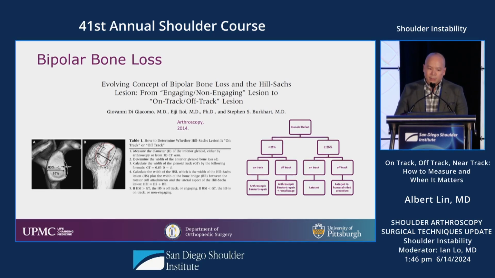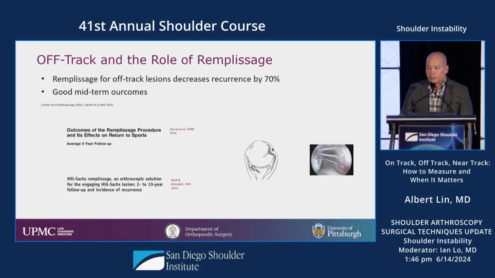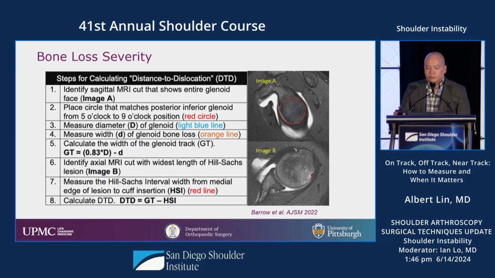In 2014 we understood this treatment algorithm where we could say, okay, are you on or off track, and it then puts you down an arthroscopic or an open procedure standpoint. There's no question if you do a remplissage for an off-track lesion, this diminishes your risk of recurrence significantly. But I think it's more useful to think of the glenoid track as a continuum rather than a binary on versus off-track concept. A few years ago, we coined this term distance to dislocation, which is simply a subtraction of the Hill-Sachs interval from the glenoid track. And what that gives you is how far an on-track lesion is from becoming off-track.